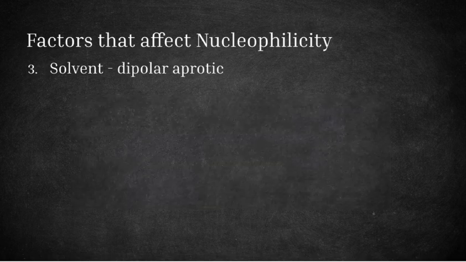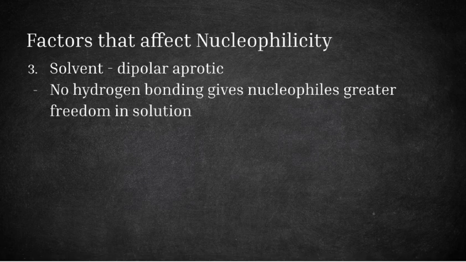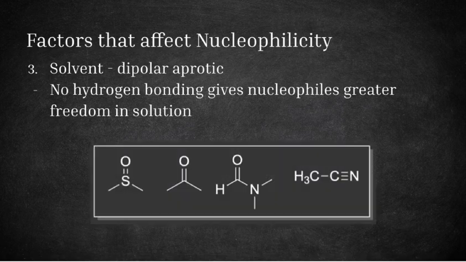Conversely, dipolar aprotic solvents do not contain electron-poor, delta-plus hydrogens that can participate in hydrogen bonding with nucleophiles to any appreciable extent, giving nucleophiles greater freedom in solution. Under these conditions, nucleophilicity correlates well with basicity, and the trends we observed earlier for nucleophiles in polar protic solvents are flipped. Examples of commonly used dipolar aprotic solvents are dimethyl sulfoxide, DMSO, acetone, N,N-dimethylformamide, DMF, and acetonitrile, MeCN.